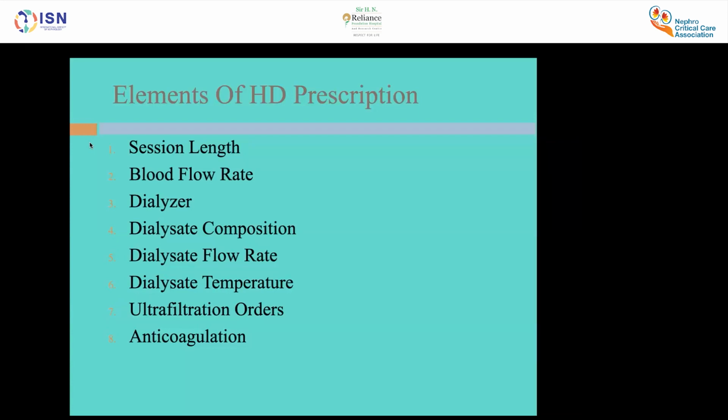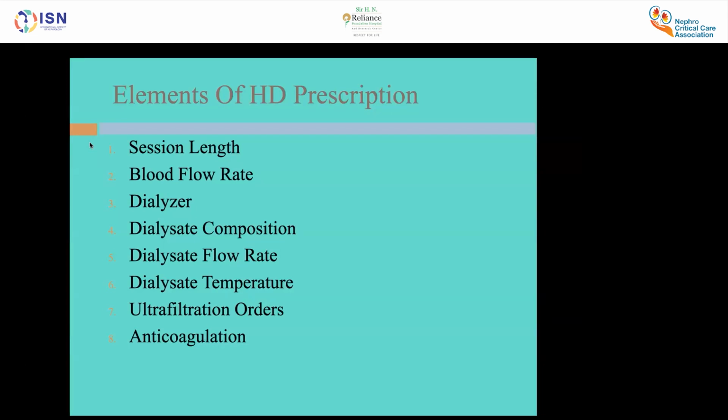So can you just give a little bit of elaboration like that? Yes. Definitely the mode of dialysis will come first, what you're prescribing. Then the dialysis session length, the duration of dialysis, and the access that you're using. Then the blood flow rate and the dialysate flow rate that you're prescribing.